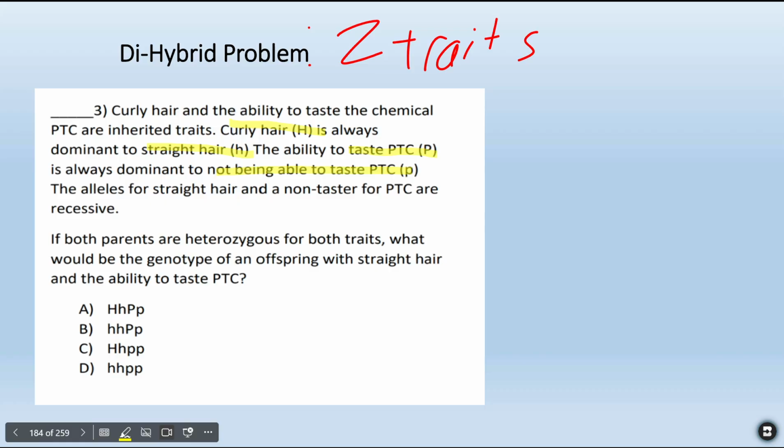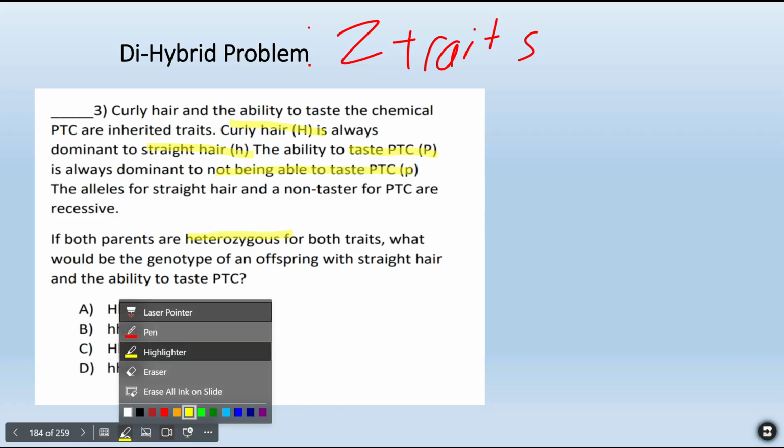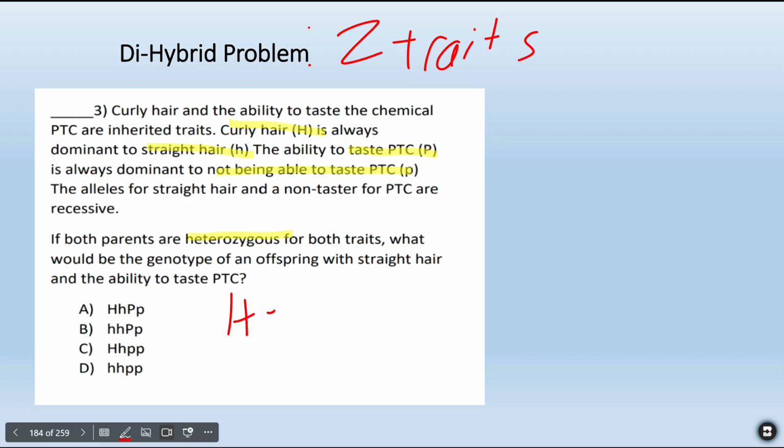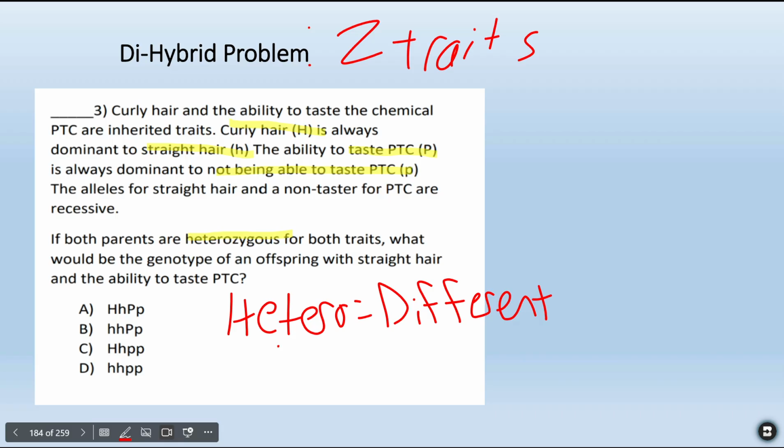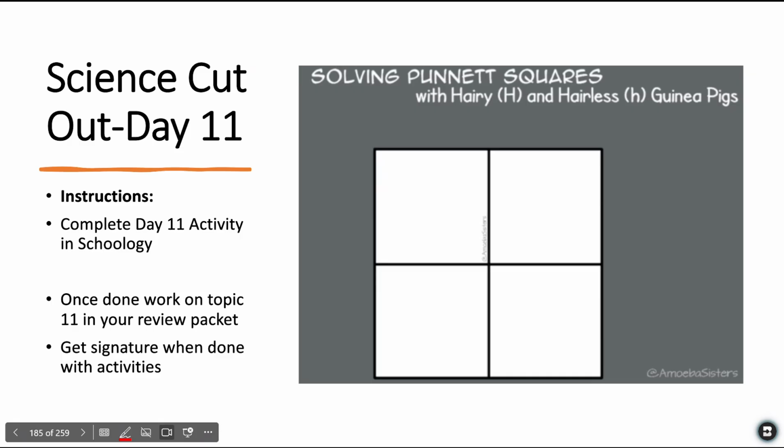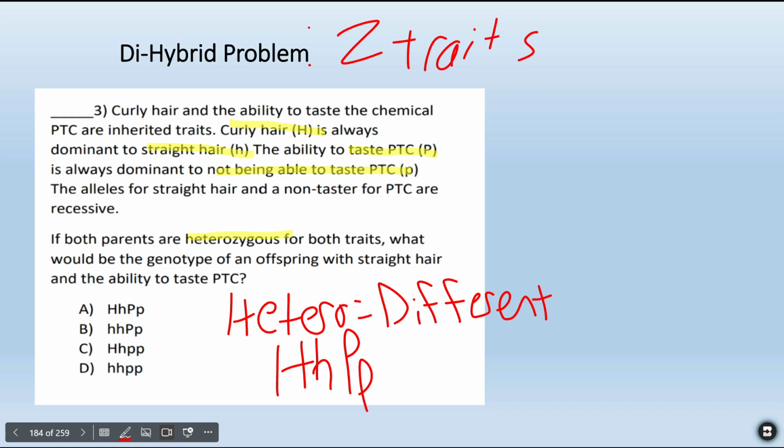So we are told that if both parents are heterozygous for both traits, what would the genotype of the offspring be? This one's asking you to remember what heterozygous means. Heterozygous, as we should remember, hetero equals different. So heterozygous for hair would be two different versions of the letter. Heterozygous for taste would be two different versions of the letter. So here we are looking for answer choice A.